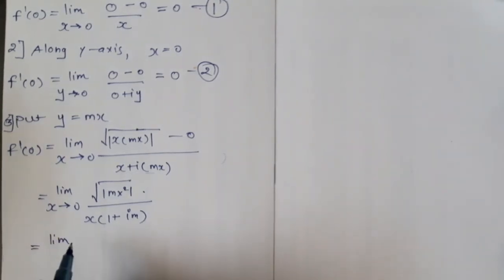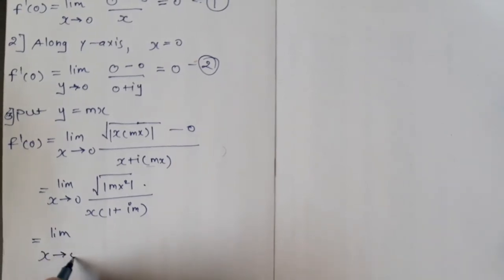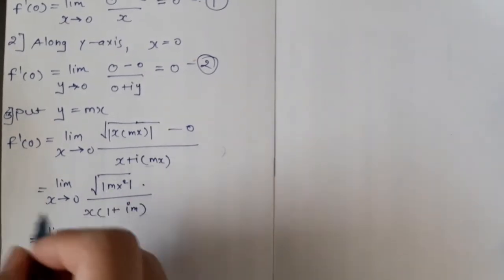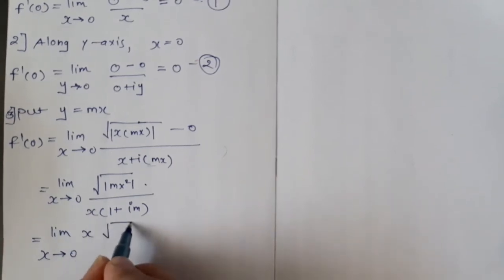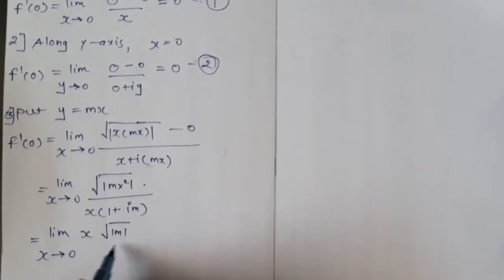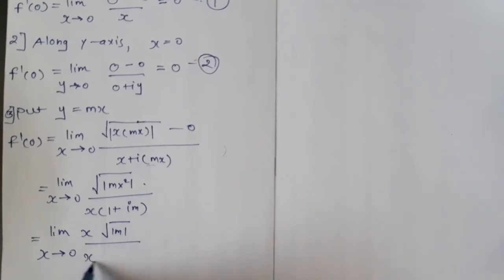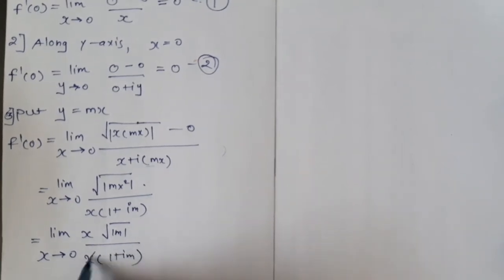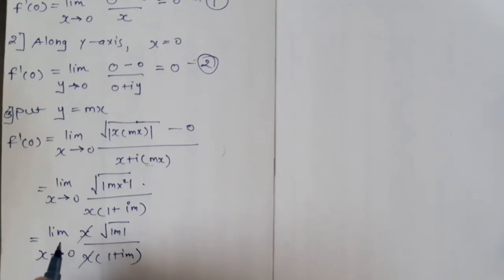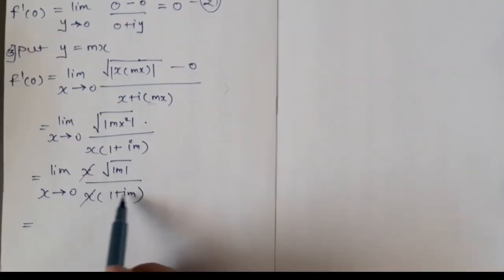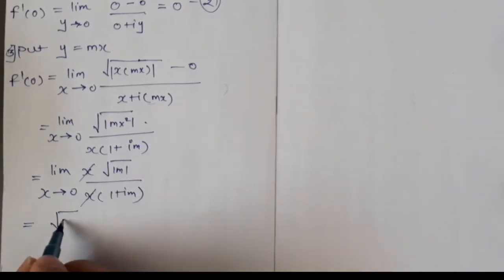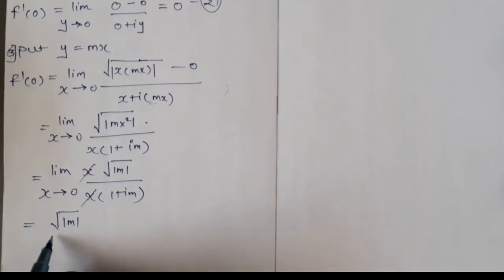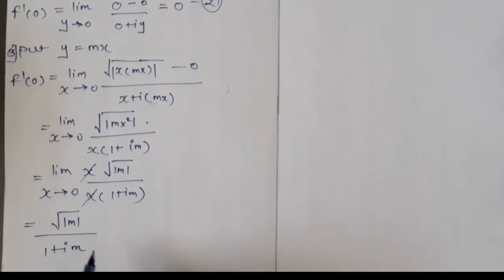So it is equal to limit x tends to 0. Here x square can be taken out. So when x square comes out of the square root, we get x. So it is under root of mod m upon x into 1 plus i into m. So this x and this x get cancelled. Here in the term we don't have any x. The term is constant, so the limit of a constant is constant. So we will write under the square root mod m upon 1 plus i into m.